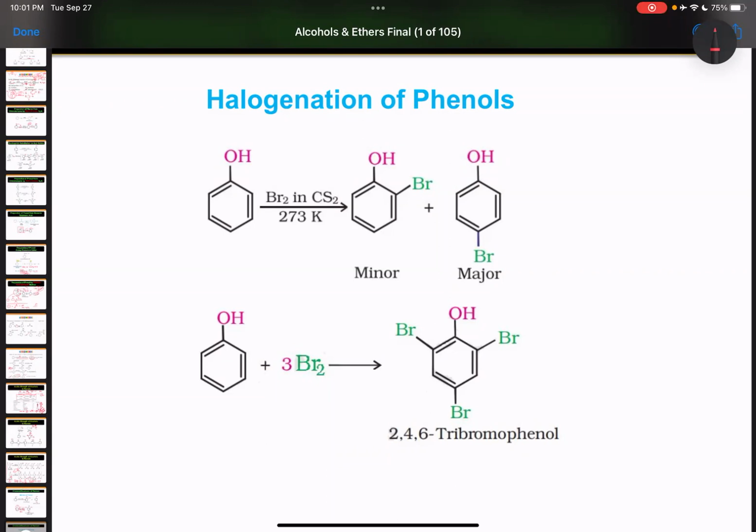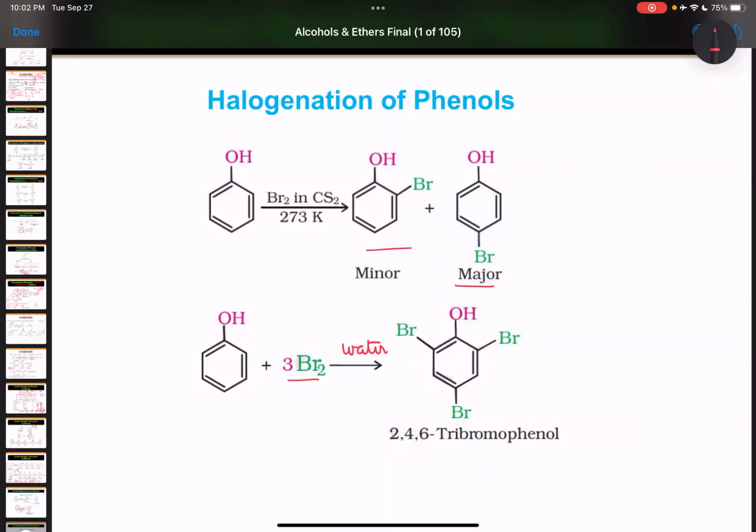Sir, can you say it, sir? Yeah, why do you have only one bromine attached when you have used bromine in carbon disulfide? But why do you have all the ortho-para positions getting substituted by bromine when you took bromine in water? This is water. With bromine water, you will get tribromophenol, which is a white PPT. But with bromine in carbon disulfide, you will have only one bromine attached.